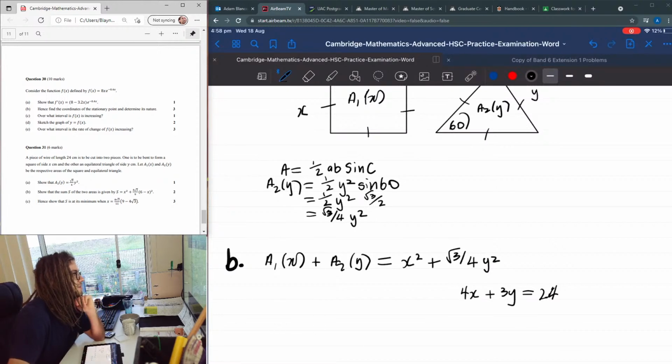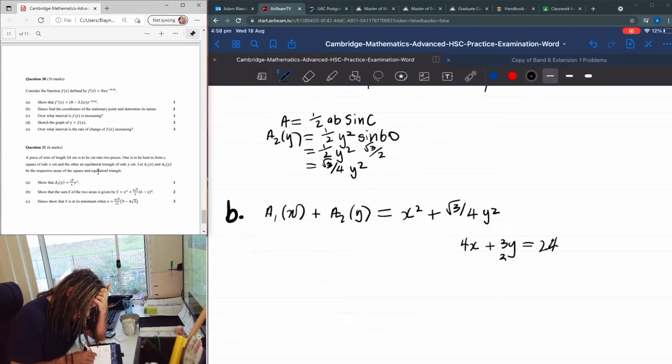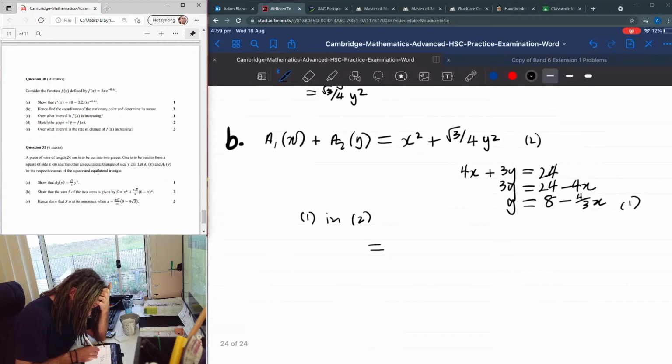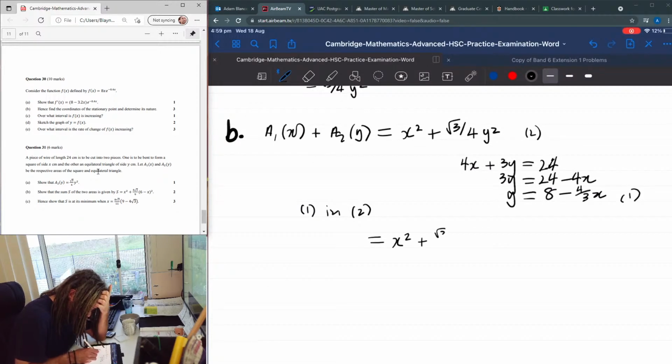Now, just looking at what I'm aiming for in B, I'm aiming for something that only has x's, like this x squared I have. This is what I'm trying to write in terms of only x's, but I've got it in terms of y's. So what I'm going to do is rearrange this thing. Minus 4x, 24 on 3 is 8. Minus 4 on 3x. I'm going to call that 1. I'll call this 2, and I'm going to put 1 in 2. So that's equal to x squared plus root 3 on 4, that squared.